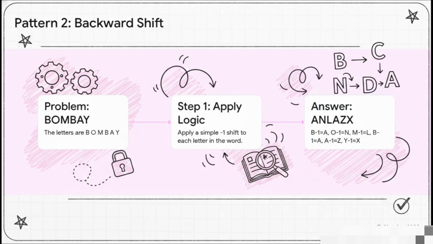Okay, next up, another really common pattern, the backward shift. It's exactly what it sounds like. We just step back one letter in the alphabet. So for each letter in our word, we're just applying a simple -1 logic.